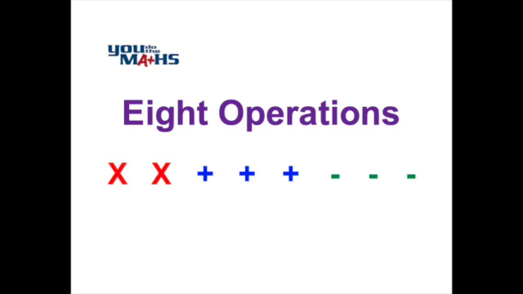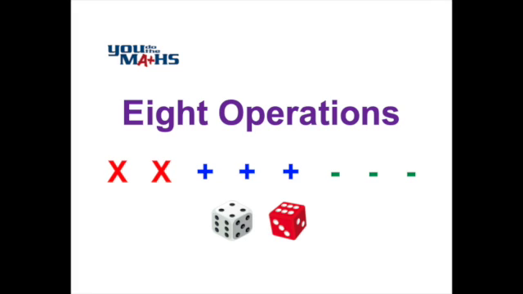8 operations is a game where we're trying to create the highest number we possibly can using the operations shown on the screen. We've got 2 multiplications, 3 additions and 3 subtractions. We're going to be using whole numbers from -6 to 6, and they're represented with the 2 dice. The only number we're not going to use is the number 0.